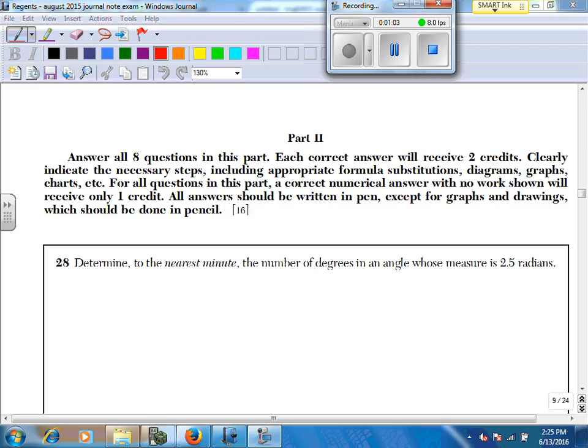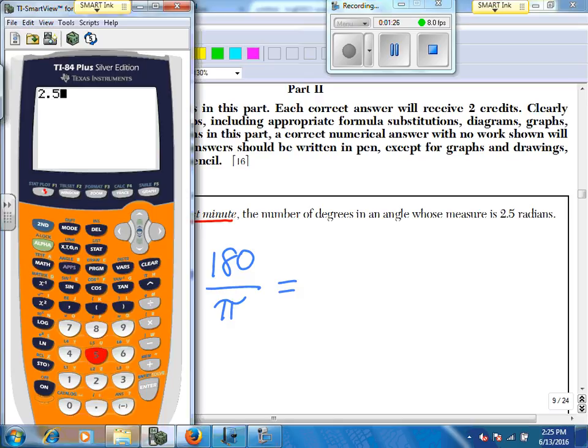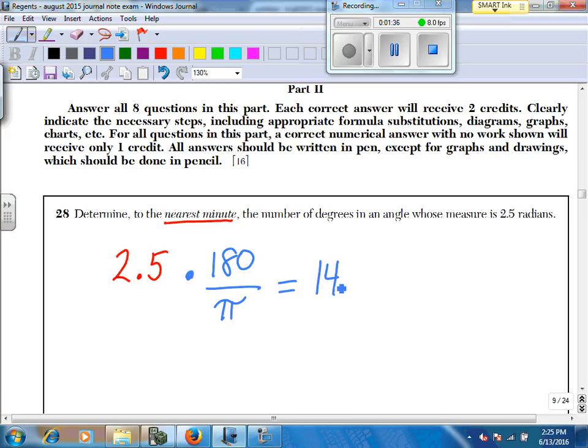So first one, number 28, determine to the nearest minute the number of degrees in an angle whose measure is 2.5 radians. We talked about this in class today. Well, if we have 2.5 radians and we want to change it into degrees, we have to multiply by 180 over pi. So let's first figure out what we get for that. 2.5 times 180 divided by pi is 143.2394, etc. But it says to the nearest minute.